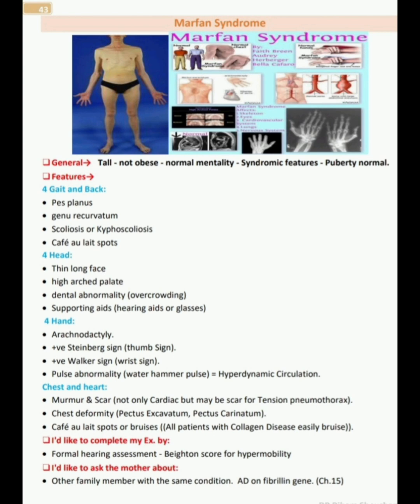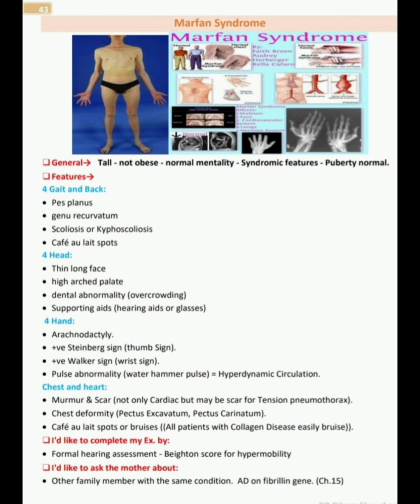If we check the chest and heart, what do we find? There is a murmur and a scar, not only cardiac but maybe a scar for tension pneumothorax. We know that they are tall and thin, so pneumothorax occurs spontaneously. There is chest deformity, pectus excavatum and pectus carinatum, and café-au-lait spots or bruises. All patients with collagen disease bruise easily.